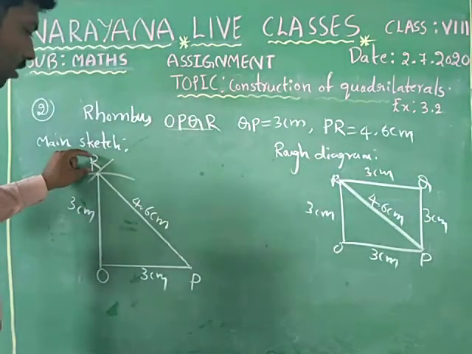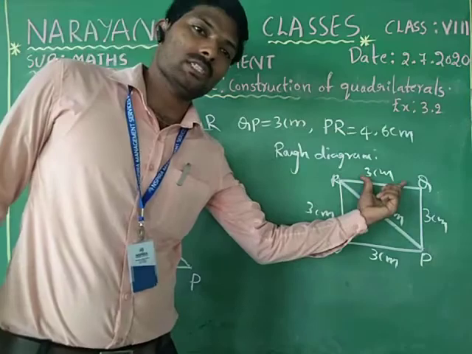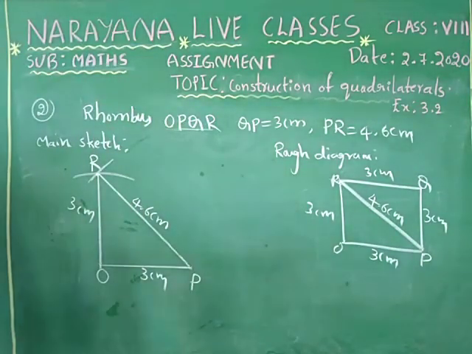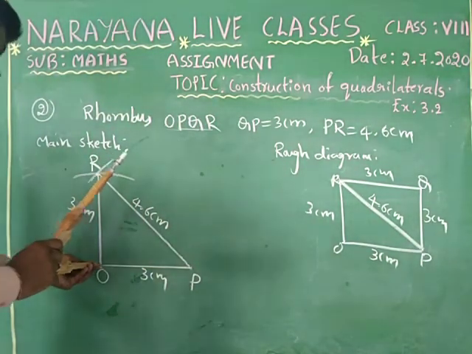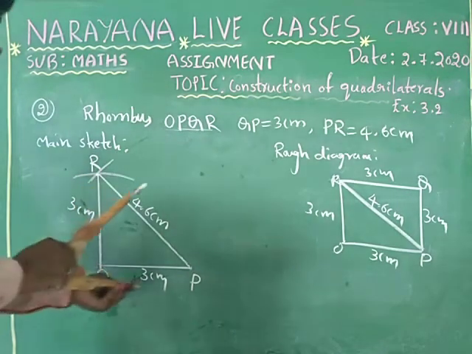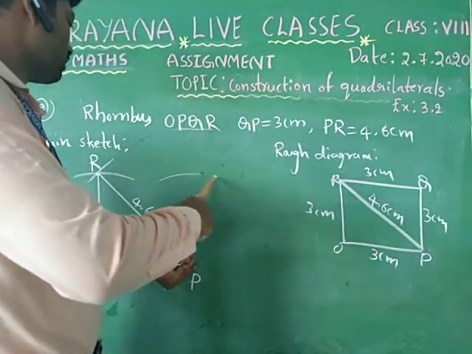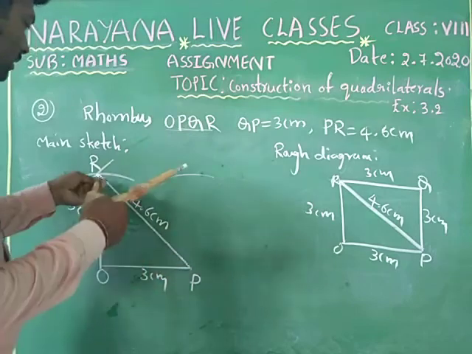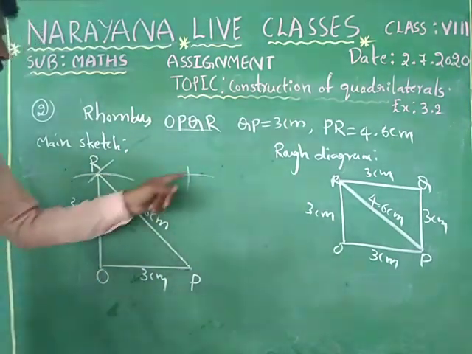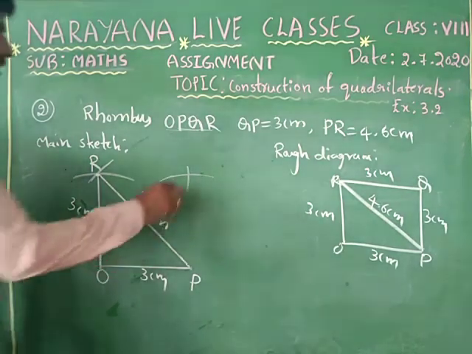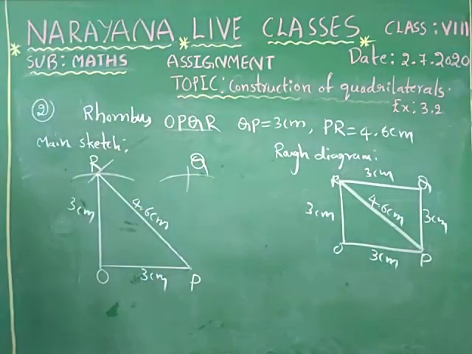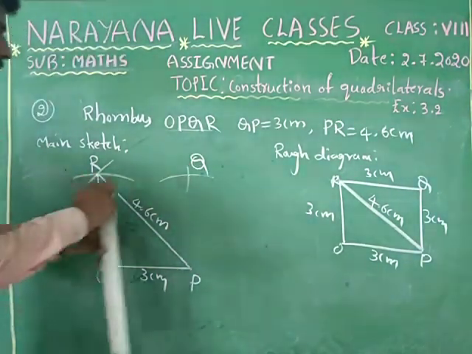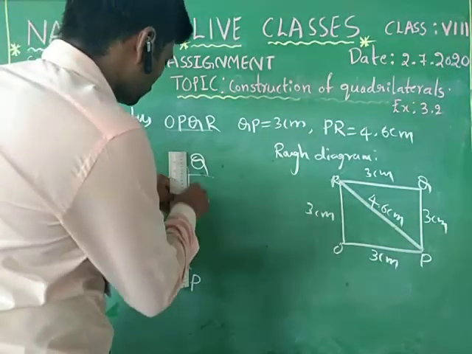Again take point R as a center with a radius of 3 centimeters. The same thing we have to do from point P. First take a 3 centimeters radius from P as a center. Again from R, take 3 centimeters as a radius and draw one more arc. Now the point of intersection, let us take it as Q. Now you have to join point Q to P as well as point Q to R to form the given rhombus.